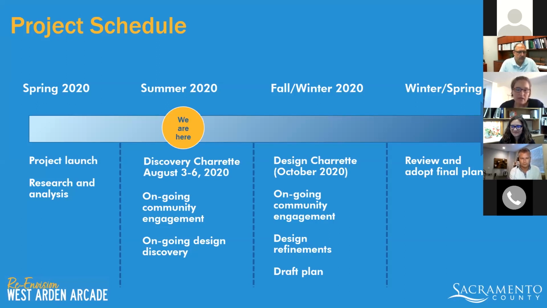We'll return and have another design charrette during October of this year, but you'll see other opportunities for engagement between this design workshop or charrette and the one in October. And then we'll be working through some design refinements and ultimately come up with a draft plan and a final plan, with the intent of guiding Complete Streets work in the West Arden Arcade area. I'm going to just pause for a second, check our chat, make sure no one's chatting directly to me. Wonderful.